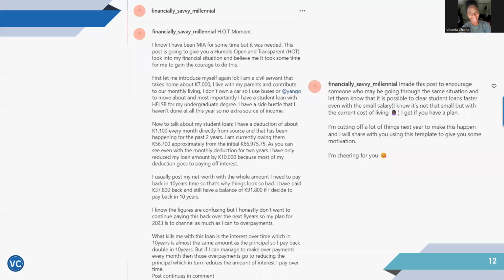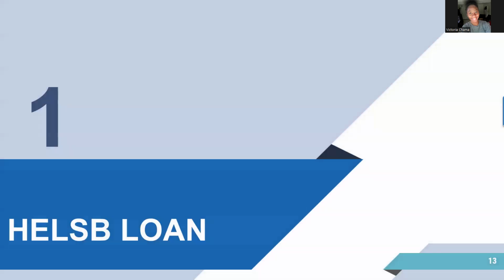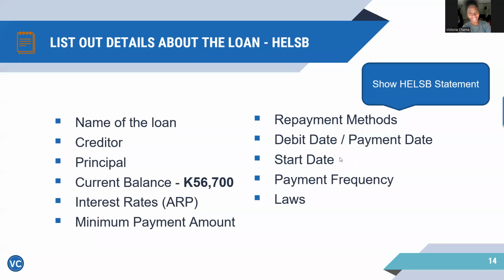So there is our background. We now know where we are, and I'm going to use this example for the HELSB loan, the student loan. So we are going to start with loan number one, which is our HELSB loan, and then we are going to look at the HELSB statement in detail.